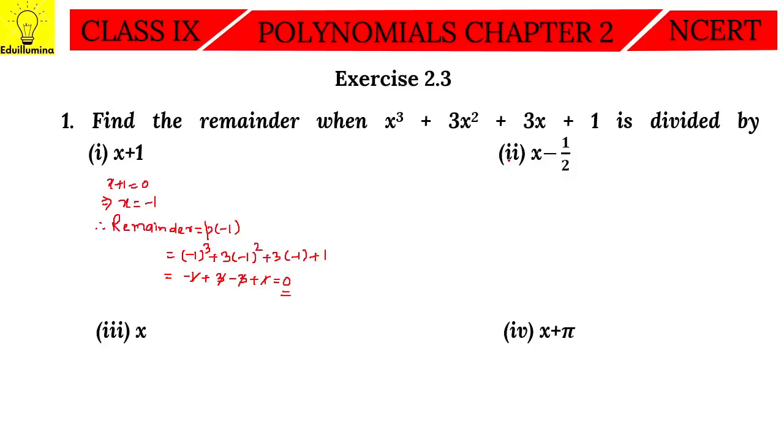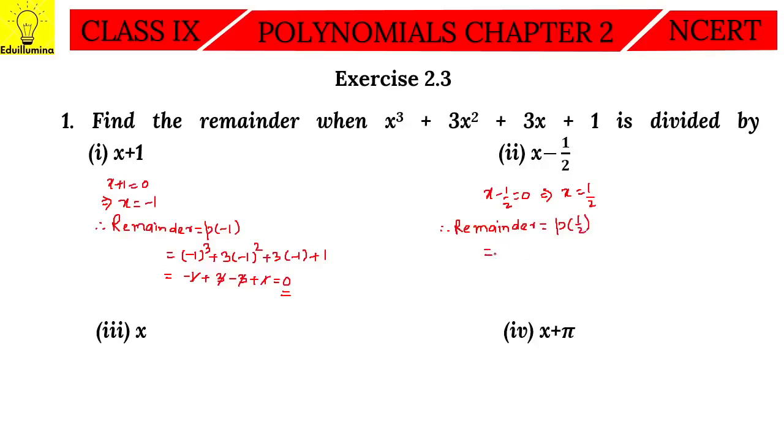Now the second part is x minus 1 by 2. So first of all finding the 0 of x minus 1 by 2 by putting x minus 1 by 2 equals to 0. So from here we get x equal to 1 by 2. So therefore the remainder will be equals to p of 1 by 2.